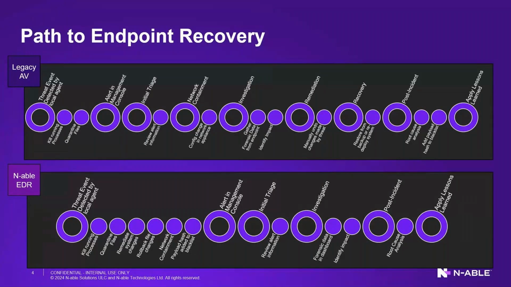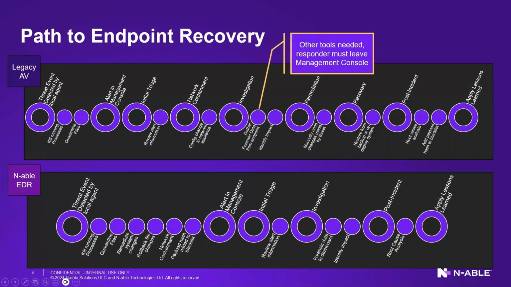If we start out here with the top, it goes from left to right, from a threat event being detected by the antivirus that's on an endpoint, all the way to the other side of applying lessons learned from the event.